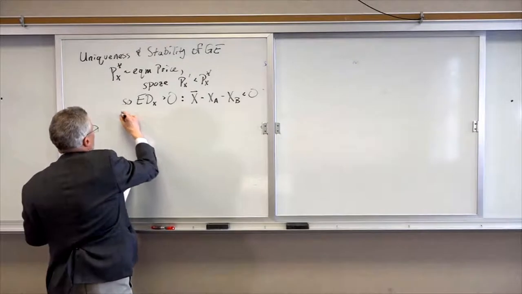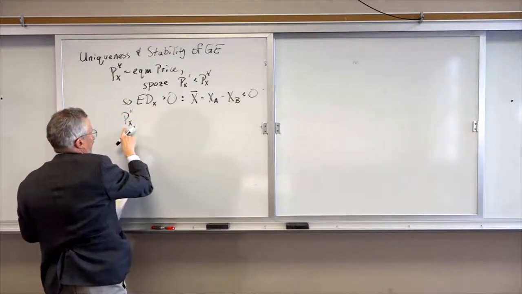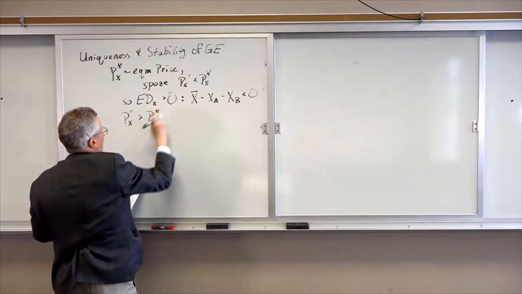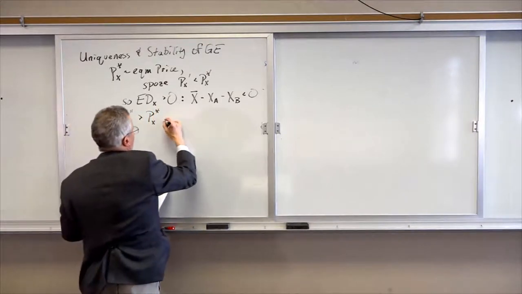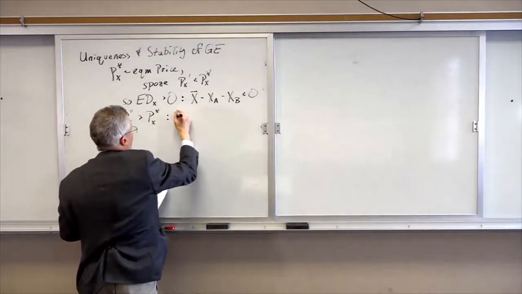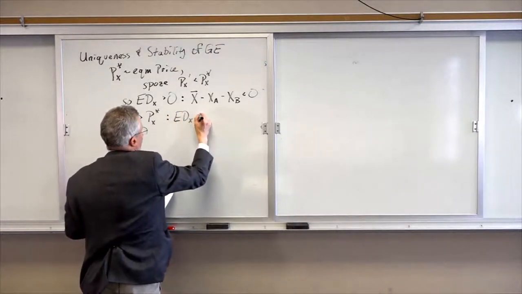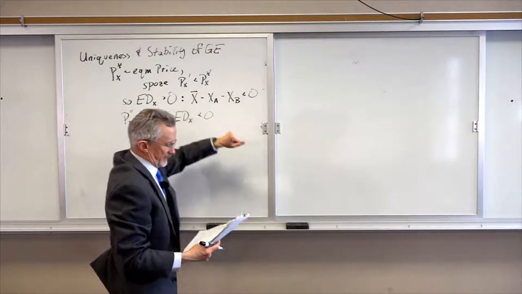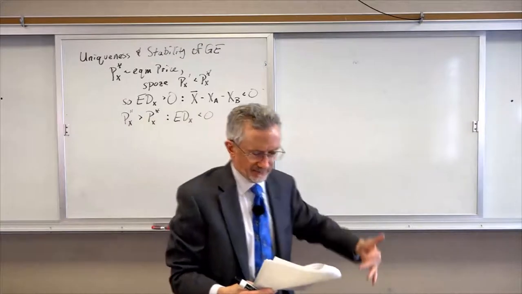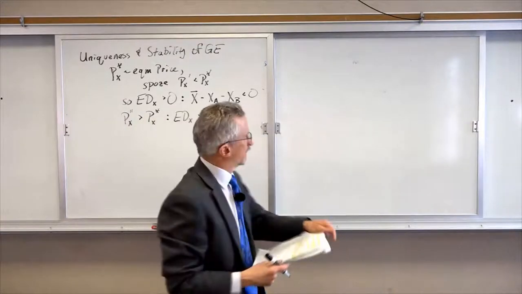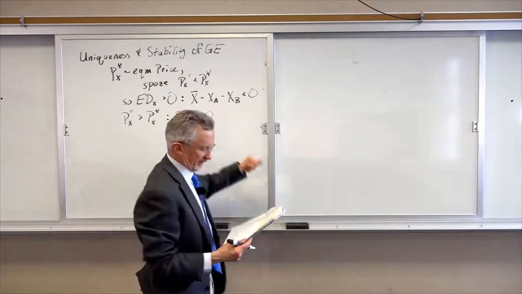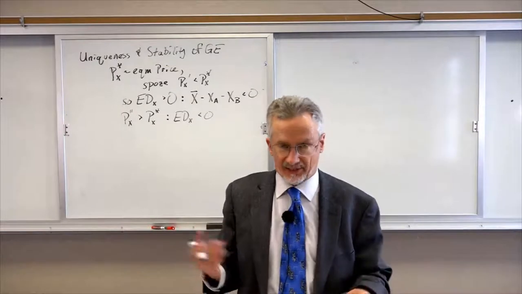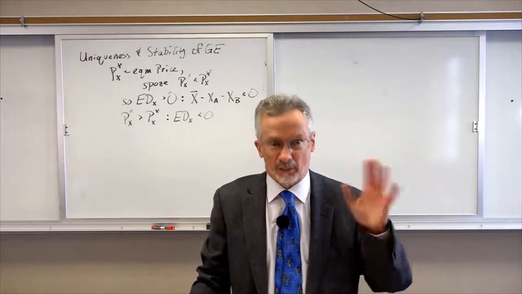Consider next a price PX which is greater than the equilibrium price. There we know that the excess demand for good X must be negative. That is, the quantity supplied is greater than the quantity demanded. And of course, we know that at price of X equals PX star, the market is clearing.